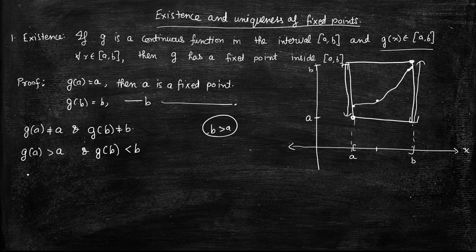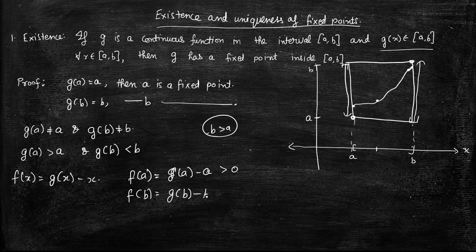Now let us define a function f(x) is equal to g(x) minus x. Let's calculate f(a). f(a) is equal to g(a) minus a, but we know g(a) is greater than a. This implies f(a) is greater than 0. Also f(b) is equal to g(b) minus b. We know g(b) is less than b. This implies g(b) minus b is less than 0. Now we have f(a) greater than 0 and f(b) less than 0.